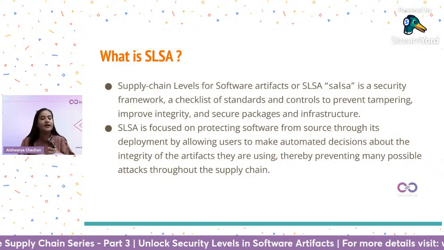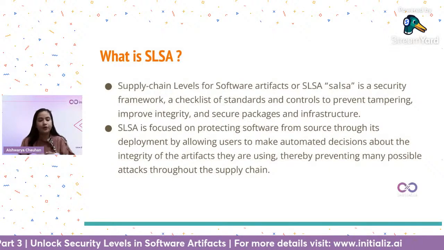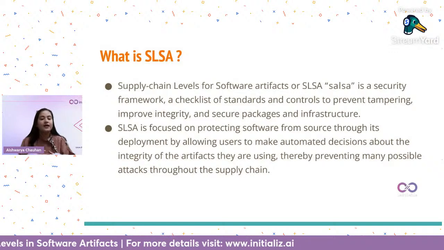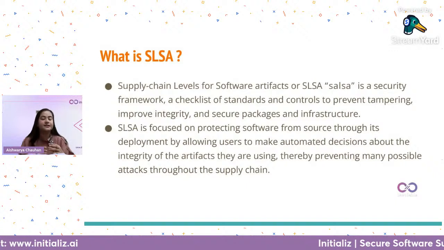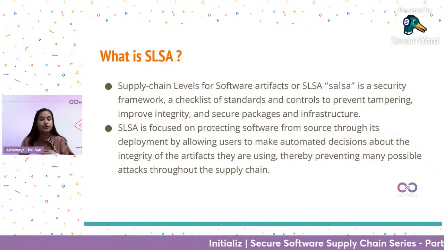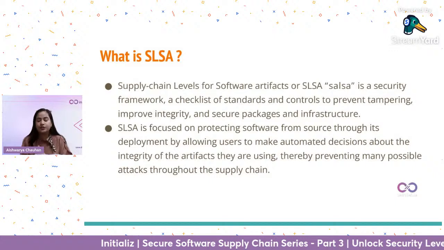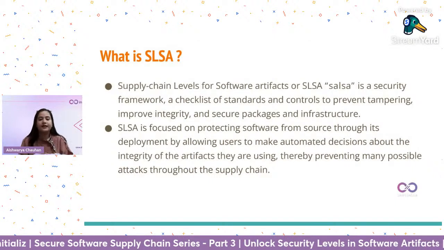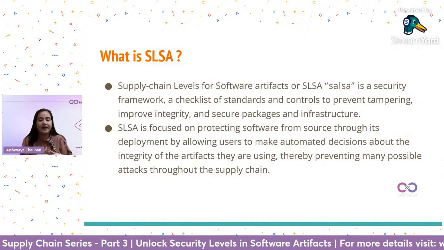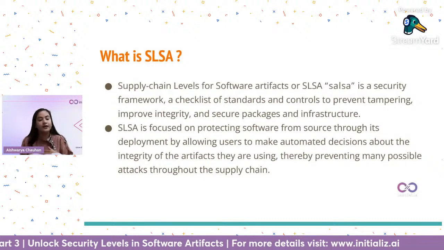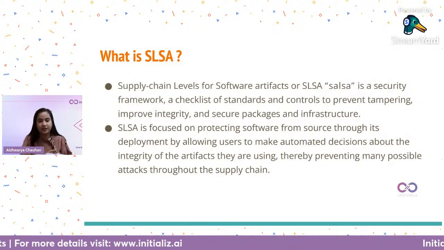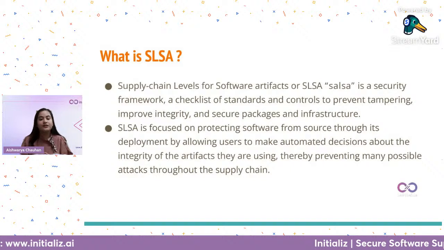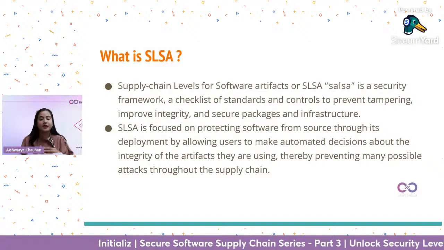That's where SLSA comes in. It is the security framework and a common language for improving software security and supply chain integrity. It gives you a to-do list and how you can implement it. It is focused on protecting software from source through its deployment by allowing users to make automated decisions about the integrity of the artifacts that they are using, thereby preventing many possible attacks throughout the supply chain. In the previous few videos, we learned how the supply chain is affected at the most initial levels and how you can prevent it. Today we'll see what gaps are left whenever you are creating a deployment or implementing an SDLC.